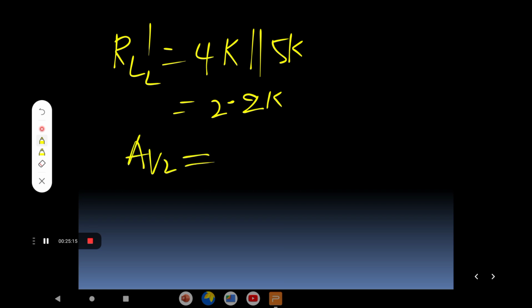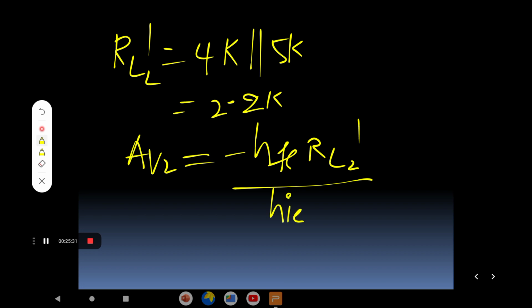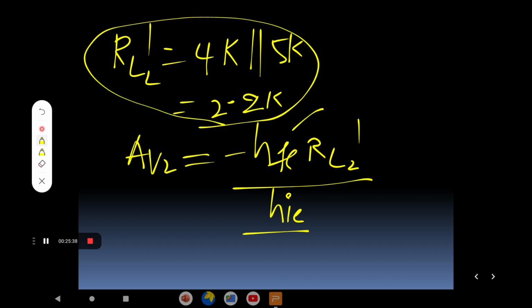I will represent only the formulas. AV2 is equal to minus hFE. The minus is due to the current being in the opposite direction. Minus hFE into RL2 dash by hIE. In the given problem, hIE is already there, hFE is also there, RL2 dash is already calculated just now. With the help of these you will calculate AV2. So that is the one thing.